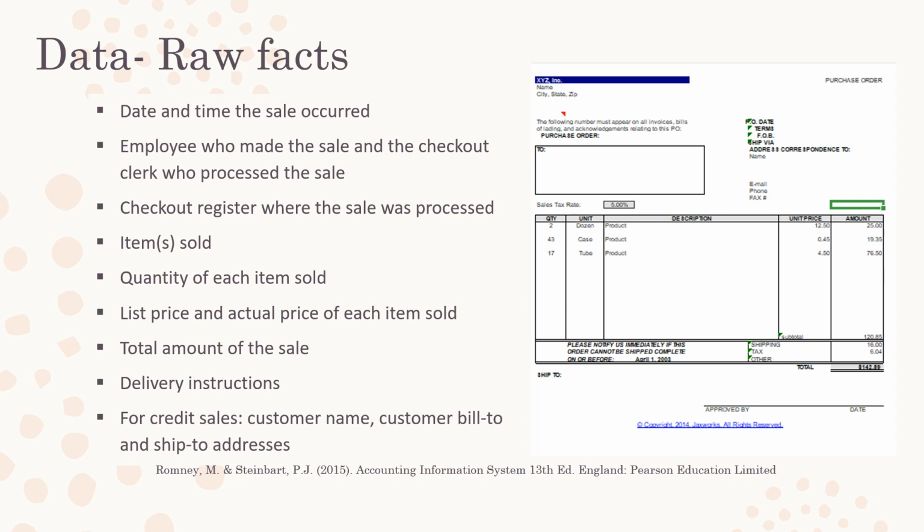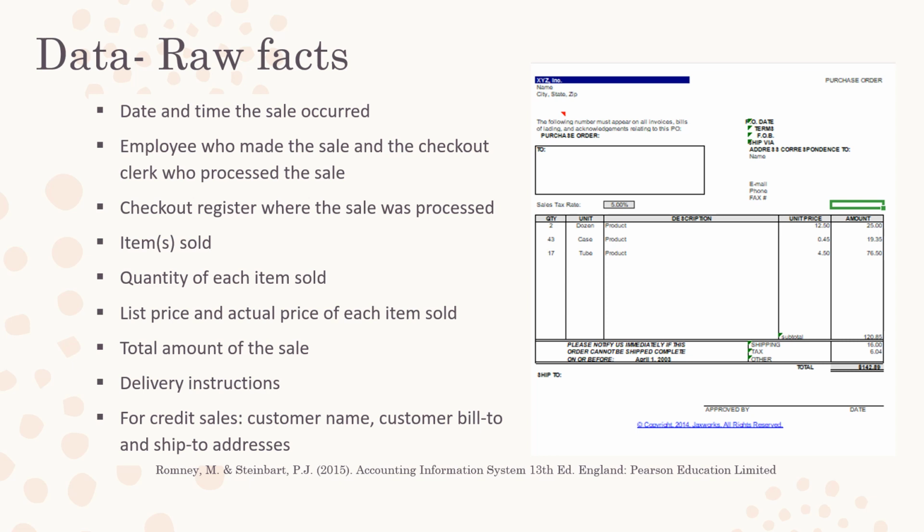Now, data are raw facts. So examples of data are the following. It could be the date and time the sale occurred. It could be the employee who made the sale, the checkout clerk who processed the sale, or a checkout register where the sale was processed, the item sold, the quantity of each item sold, the list price and the actual price of each item sold, the total amount of the sale, the delivery instructions, and for credit sales, it could be customer name, customer bill to, and ship to address.